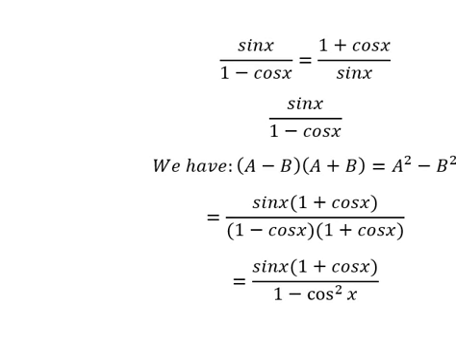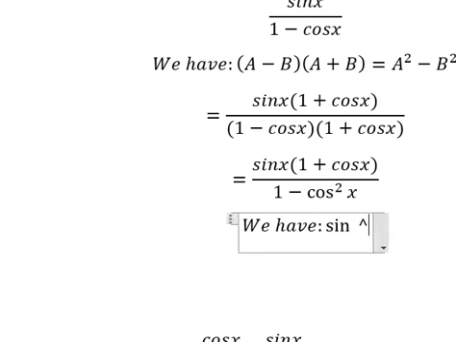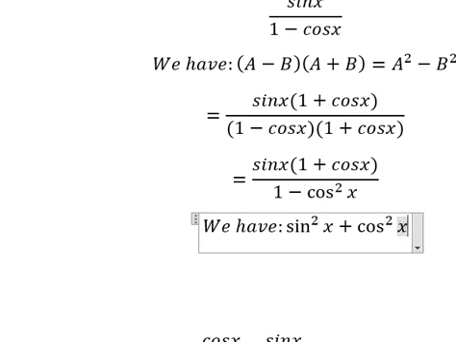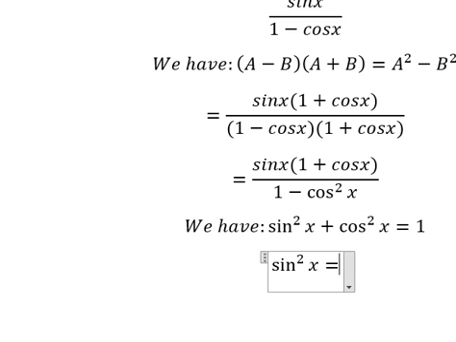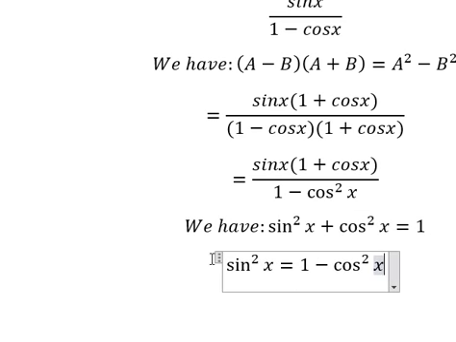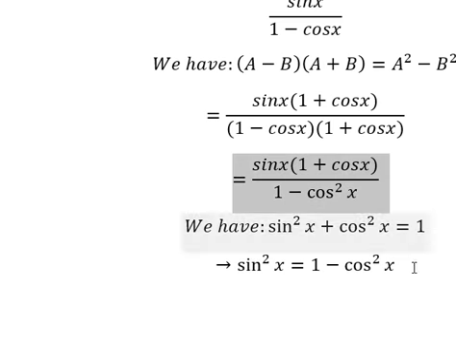Next, we have the second formula. So we put cosine x squared go to the right. And we have 1 minus cosine x squared equals sin x squared.